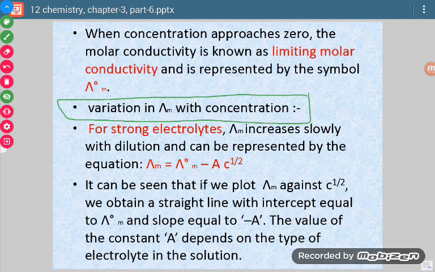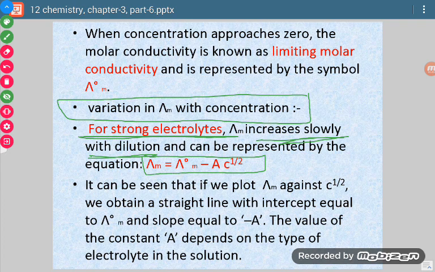Now we will see how lambda m varies with concentration. First of all, electrolytes are of two types, strong electrolytes and weak electrolytes, so let us discuss them one by one. First is strong electrolytes. For strong electrolytes, lambda m increases slowly with dilution. And this is one equation, called the Debye-Huckel-Onsager equation. These are the names of the scientists who have given it. The Debye-Huckel-Onsager equation relates lambda m with lambda m naught and concentration.